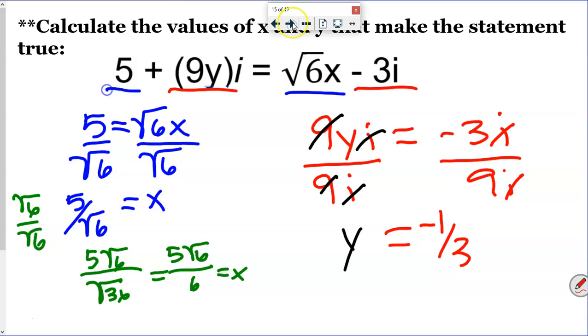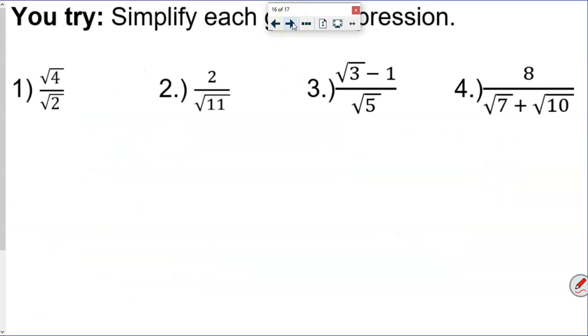All right, so now what I'd like you guys to do is go ahead and do these u-tries and then come back to me when you're done. All right, so you should have noticed that this was really 2 square root of 2 over the square root of 2, right? Simplify that square root of 4 first. It makes it a lot easier.